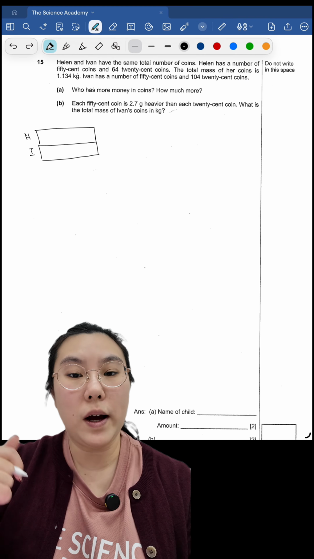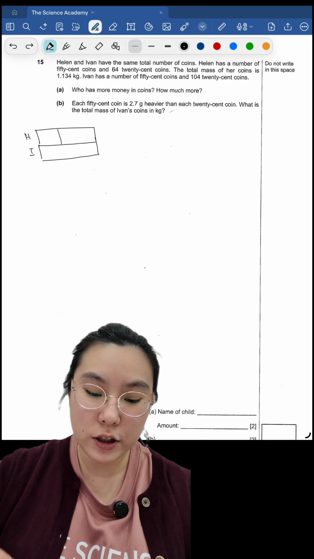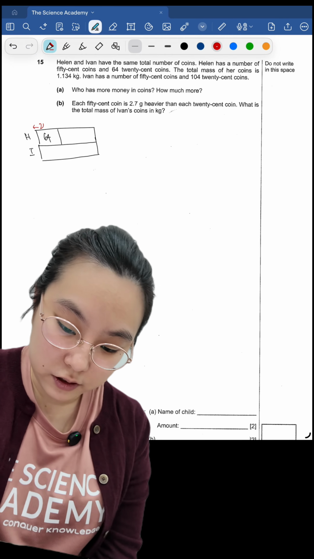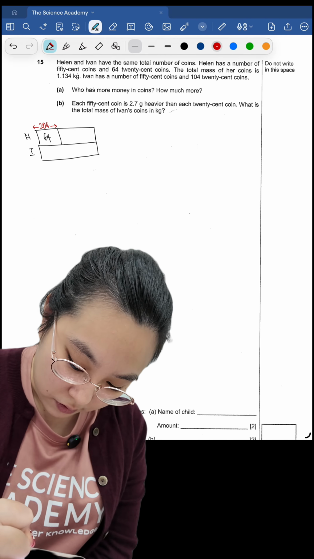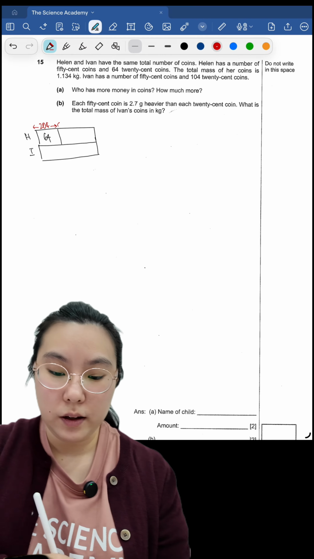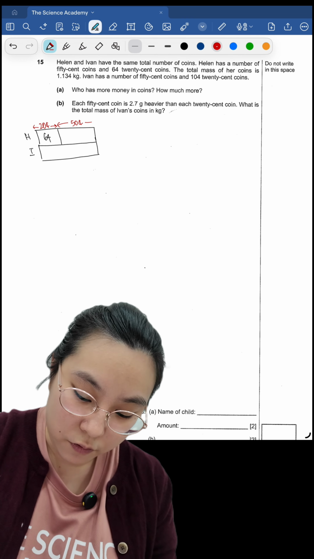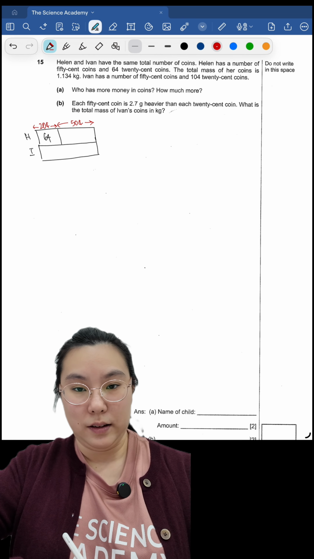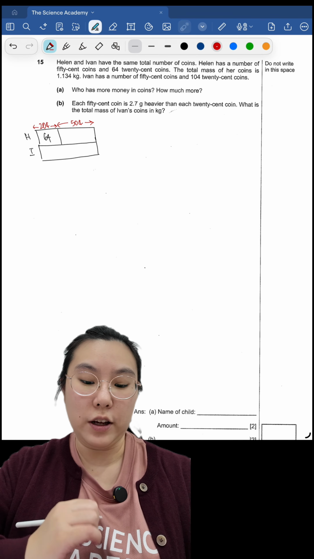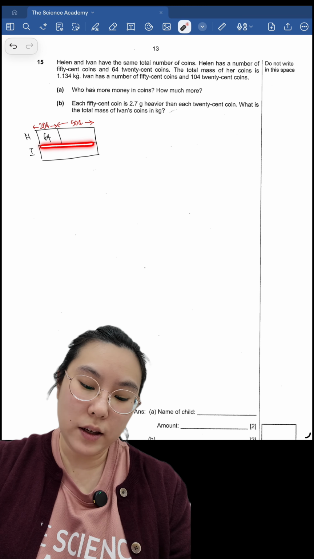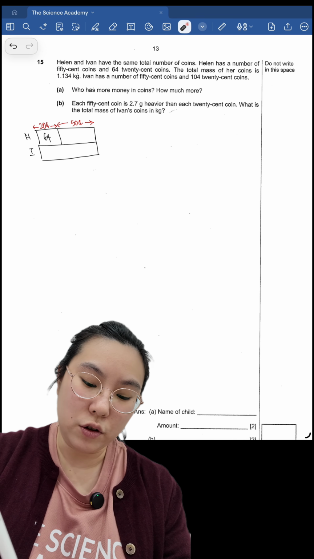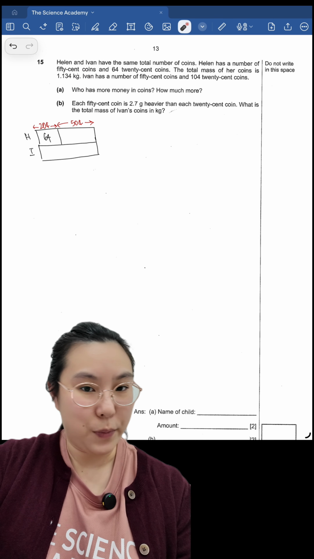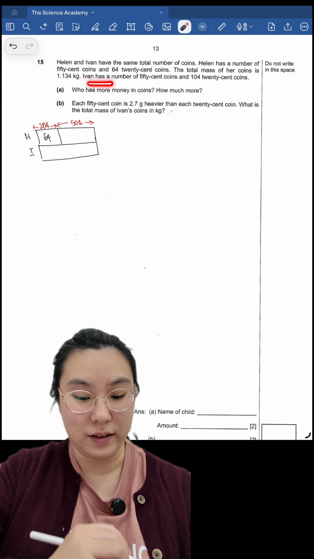So I would draw what information I know first, which is that she has 64 20-cent coins. So this being 64, and these are 20-cent coins. Next, I know the remaining of this would thus be her 50-cent coins. Now let's go to the next information that's given to us, which is that this total mass is going to be 1.134 kilograms. But kilograms, coins, different things. So let's put that aside first.